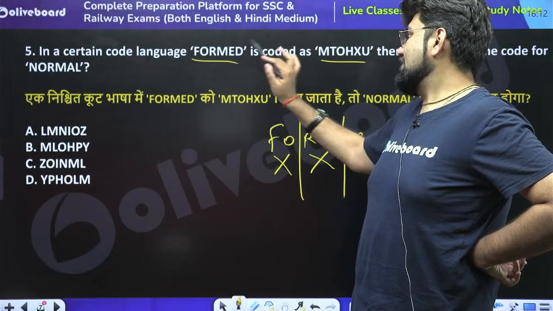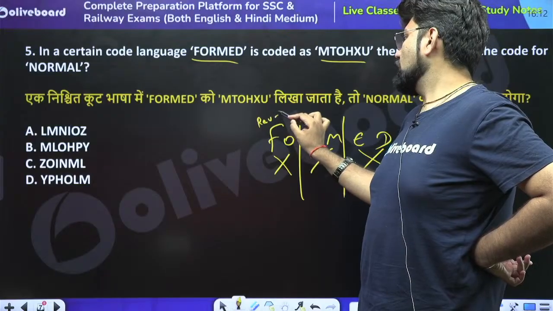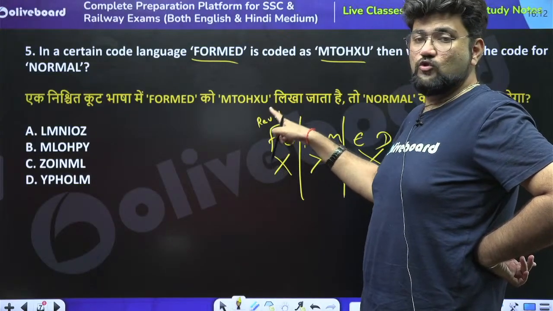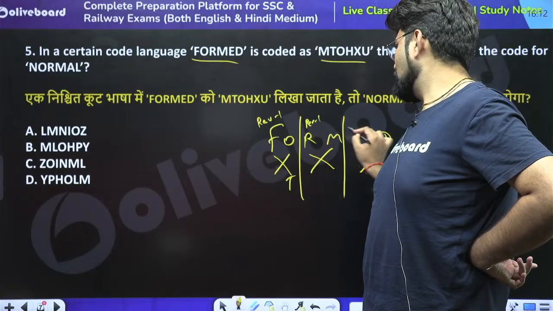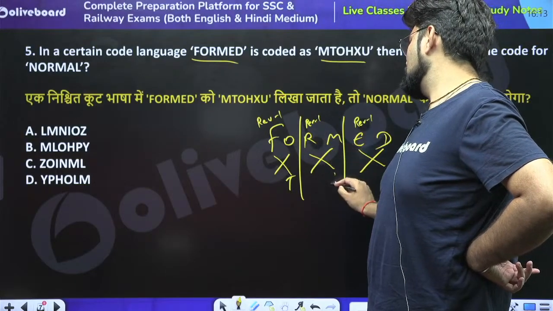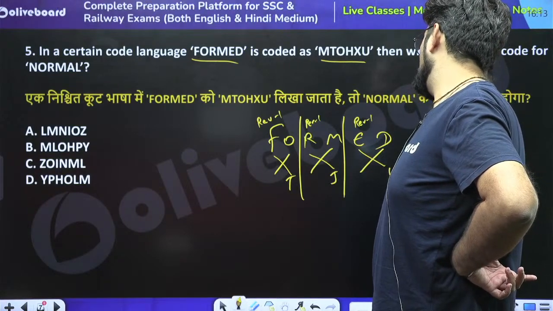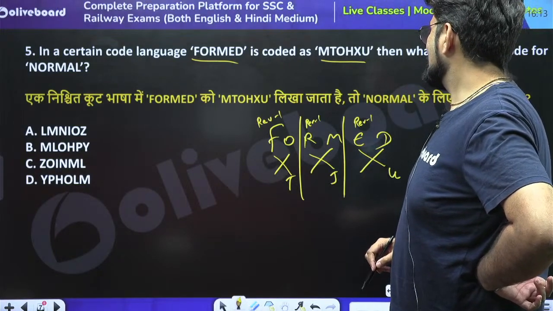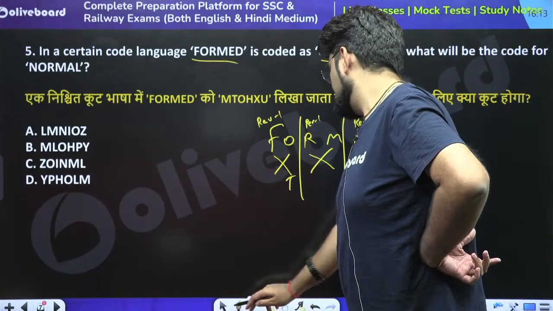We will say that F will have reverse minus 1. So this is F reverse is U. U minus 1 is T. Reverse minus 1. Reverse minus 1. So R reverse is I, minus 1 is H. My bad, I minus 1 is not J, it's H. E reverse is V. V minus 1 is U.